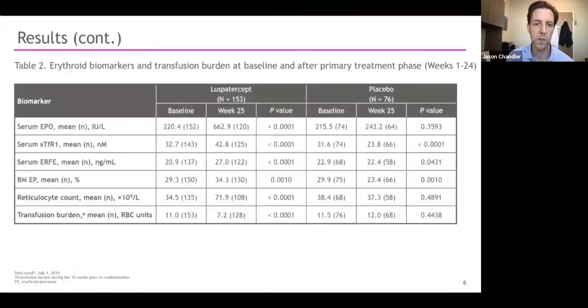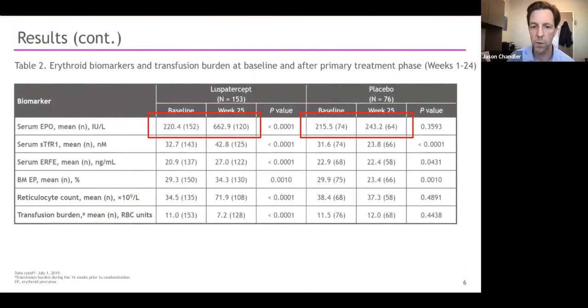So what they looked at were, we know that it worked based on the drug getting approved, but this study was looking at some of the other markers and asking, why did it improve? So you can see on the left, this is the Luspatercept group, and on the right is placebo. So at baseline, they had erythropoietin levels of 220 and 215 for placebo. And after treatment, the EPO level went up. And for the placebo, it didn't. And the same thing for some of the other markers.